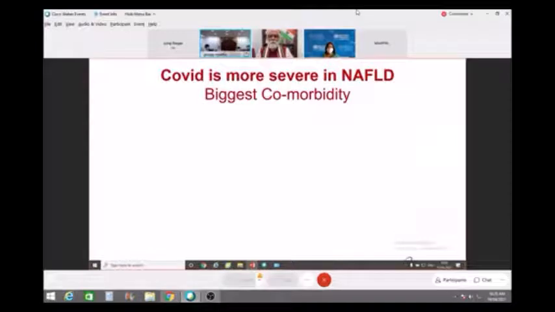COVID is more severe with NAFLD. It is the biggest comorbidity. In fact, we are only giving strength to diabetes or to people with heart disease. But the global data is that those who have fatty liver have a poor outcome.